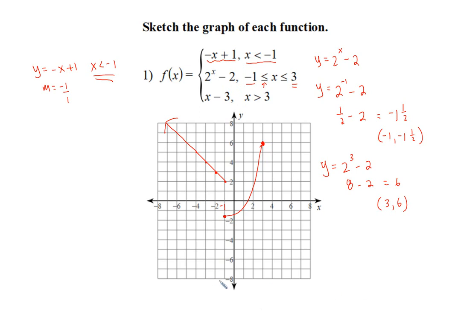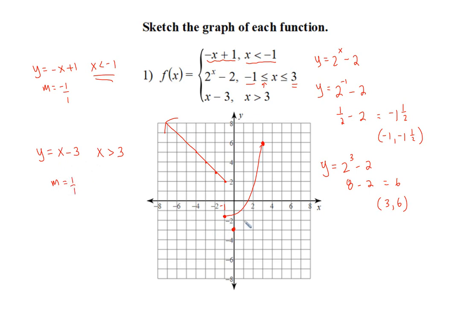Alright, so let's take a look at our last subfunction. So we have y is equal to x minus 3, right? And the domain is x is greater than 3. So we know when we graph this, we're just going to have another straight line. So our y-intercept is negative 3. Our slope is 1 over 1, right?